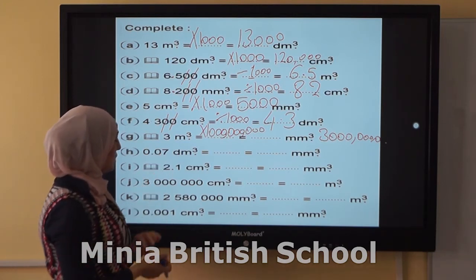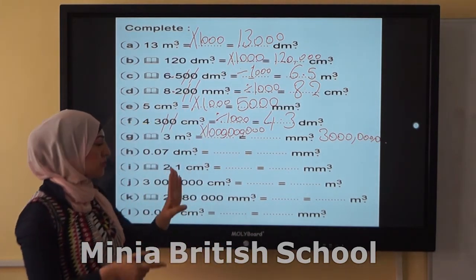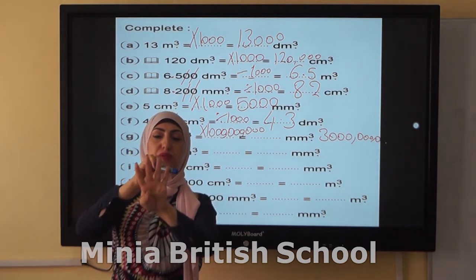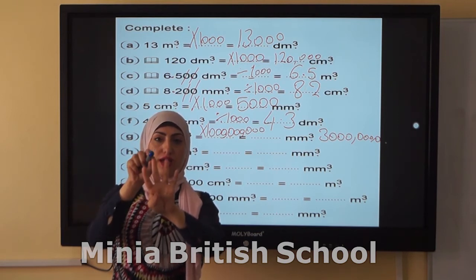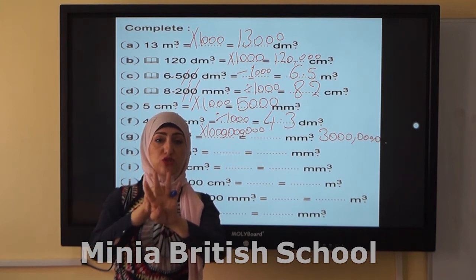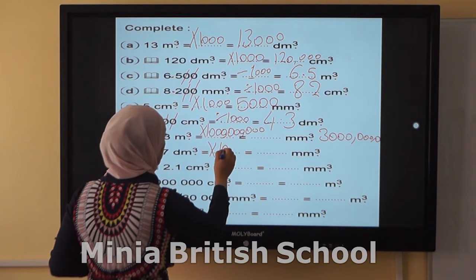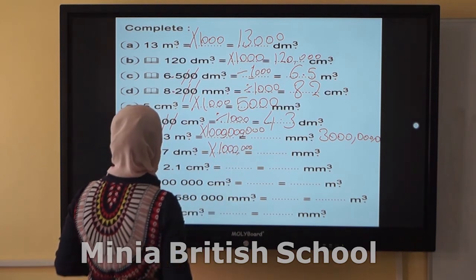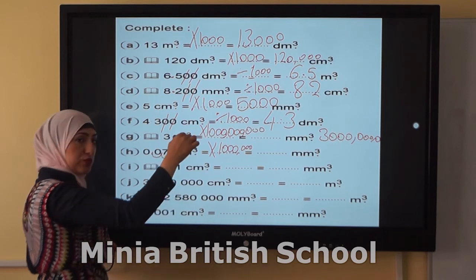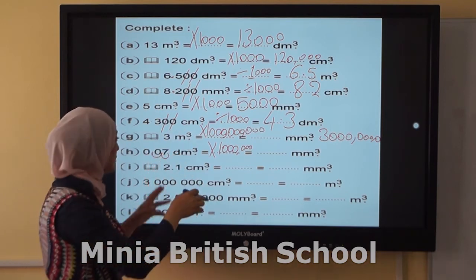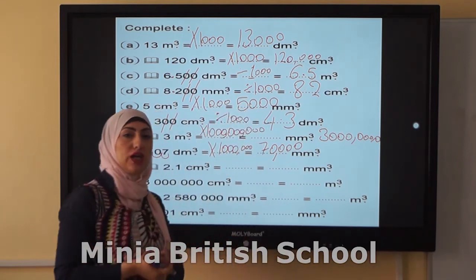Okay, the next one. 0.07 cubic decimeter. I want to convert it to cubic millimeter. From decimeter to millimeter, 100. Now, cubic decimeter to cubic millimeter, so 100 times 100 times 100, it means 1 million. So here, I multiply by 1 million. So here, 6 zeros, 1, 2, then to get rid of the decimal point, I put 4 zeros, so it would be 70,000, okay?